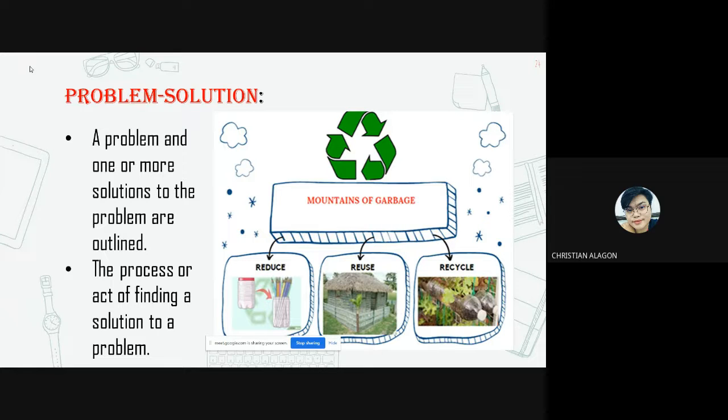So, a problem and one or more solutions to the problem are outlined. It is the process or act of finding a solution to a problem. Very understandable, right? We have our problem, which is the mountain of garbage, and we have our solution: reduce, reuse, recycle, meaning to reuse and to reduce the use of any plastic garbage.